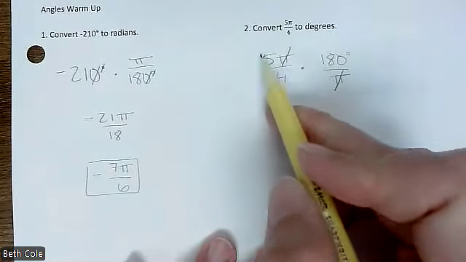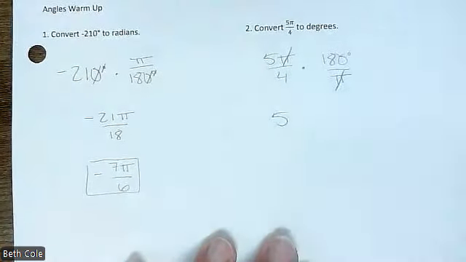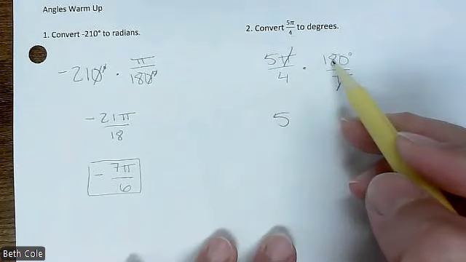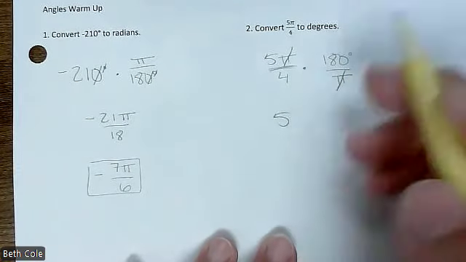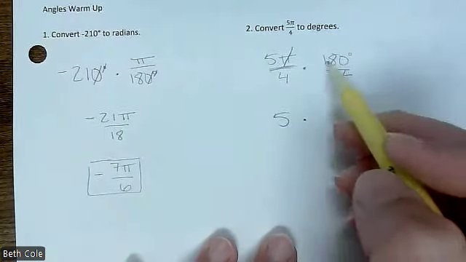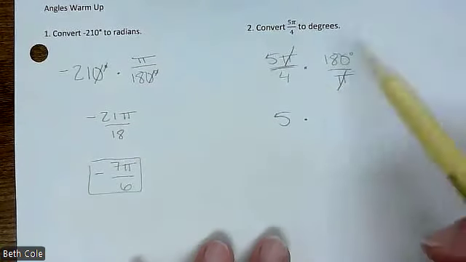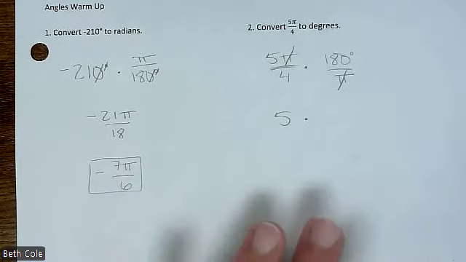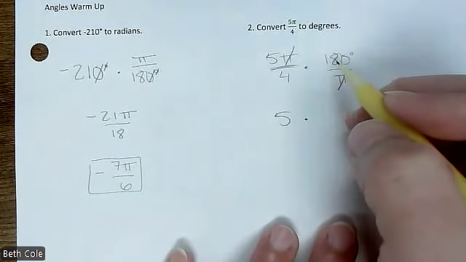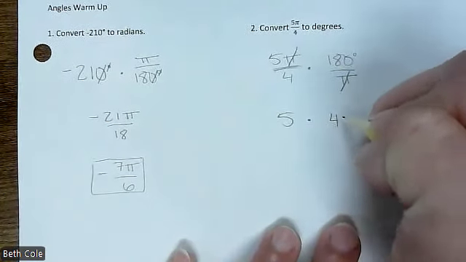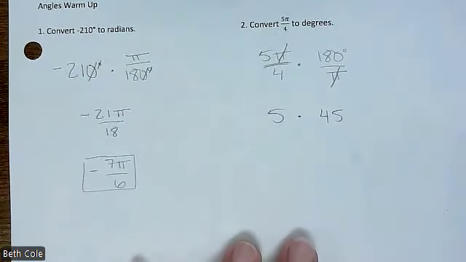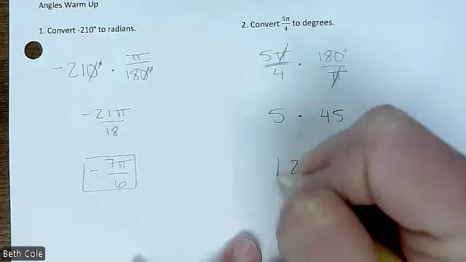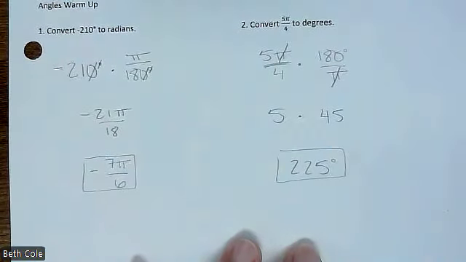So here's the way I do this. I keep the 5. And again, you can do whatever suits you, but I like to keep the numbers smaller. So I keep the 5 and I would do 180 divided by 4, because if you divide first, it'll keep the number smaller. If you do 5 times 180, you're going to get a really big number. So that's why I don't do that. So 180 divided by 4 is going to be 45. And then if you multiply those, 225 degrees.